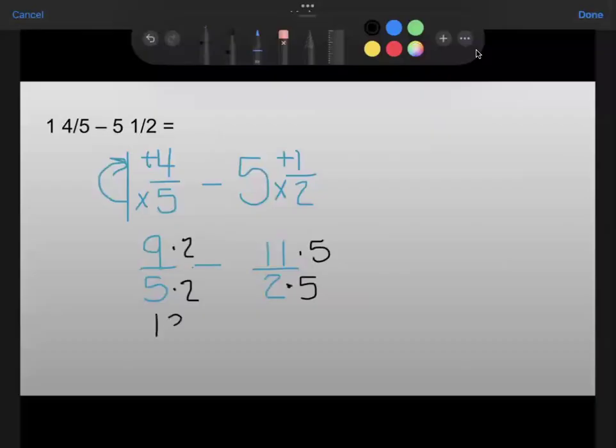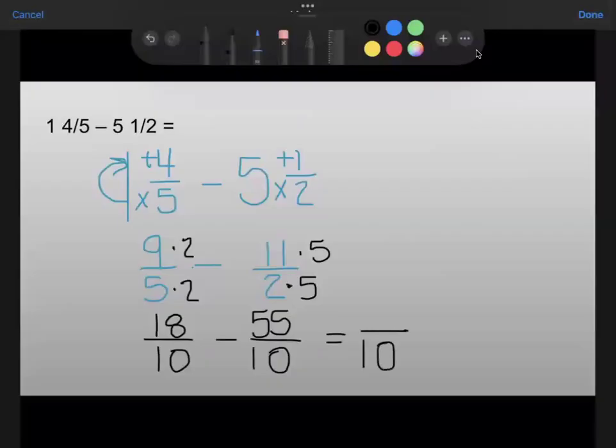So 18 over 10 minus 55 over 10. So this is the subtraction problem I'm actually doing. Okay, so let's go ahead and keep those denominators the same. Keep it 10. But now I have to do 18 minus 55, which should give me a negative answer. That would be negative 37. Now, if you're not sure how I did that, again, check out some previous videos I've done on adding and subtracting integers. So we have negative 37 over 10.